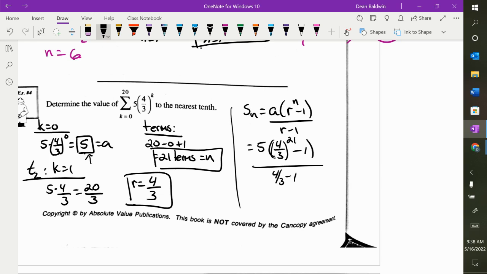You can do decimal on your calculator. Oh, it even asked for the nearest tenth. So let's see if we all get the same answer. I will ask you to do this on a test, so please practice it.